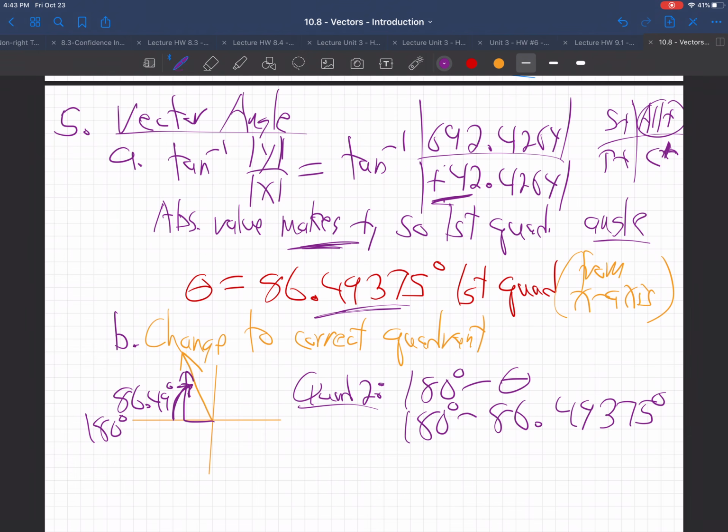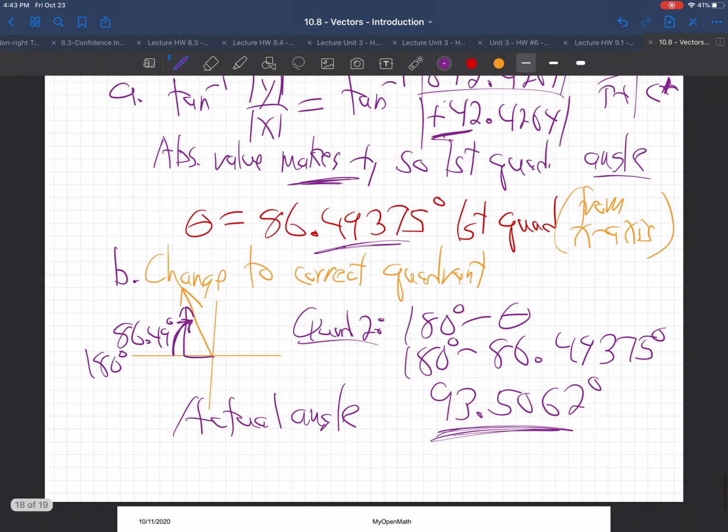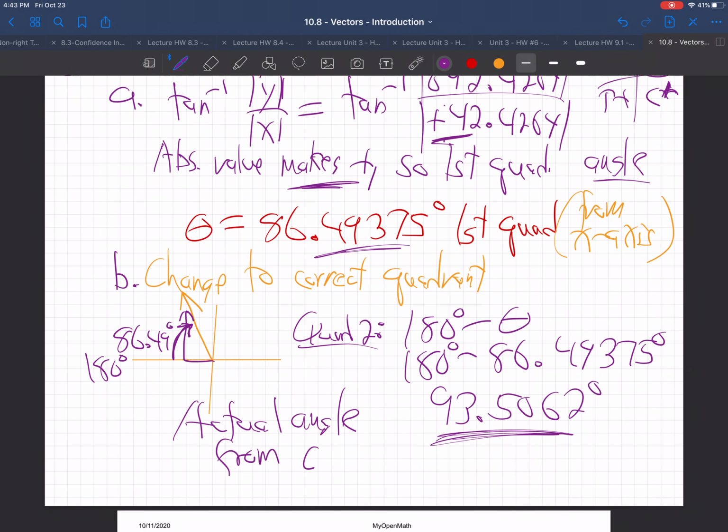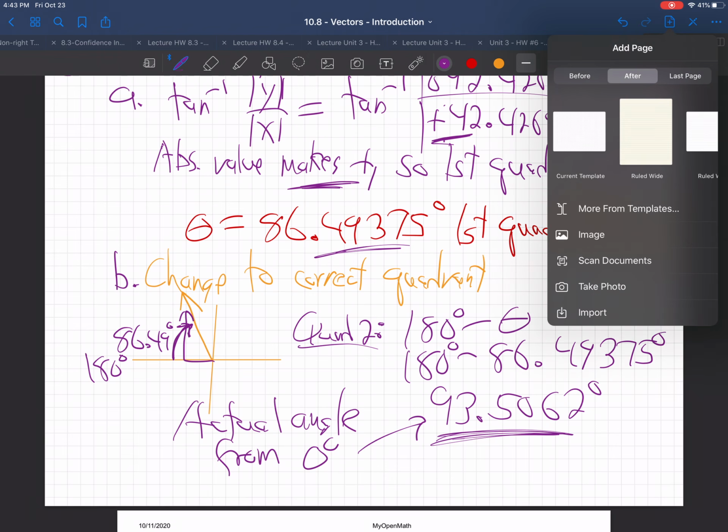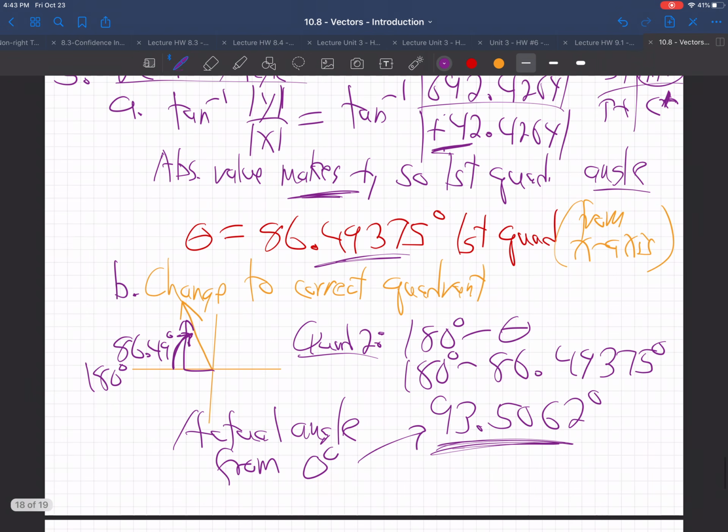And I get 93.5062 degrees. That's the actual angle from 0 degrees. That'll get you the actual angle from 0 degrees. So the real angle is 90. So everybody see how we do this?